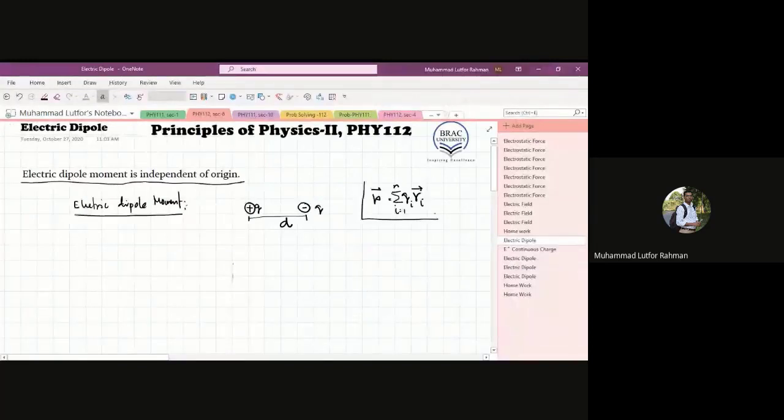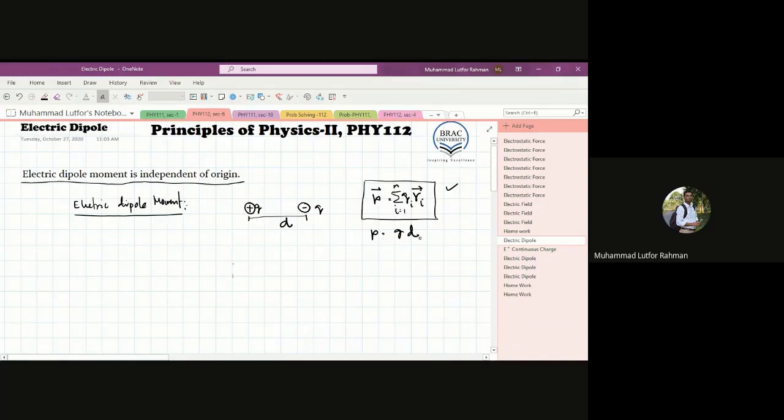Sometimes we express the magnitude of this electric dipole, as in your book, in that form. So P is q into d, where d is the distance between them. I write down, say this is the q1 and q2. Say if there are 2 pairs, 3 pairs, or 4 pairs of charges, then we can generalize that equation in that form. So this is the general form of electric dipole moment.